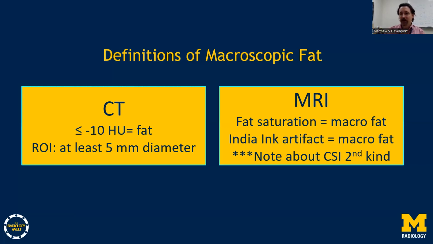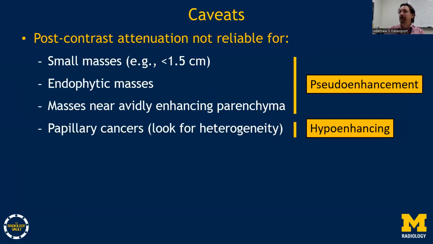And please be careful about the difference between macroscopic and microscopic fat at MRI. So microscopic fat, which is sheet-like loss of signal intensity, can also be seen in clear cell cancer, for example, whereas macroscopic fat tends to be only present in angiomyolipoma.